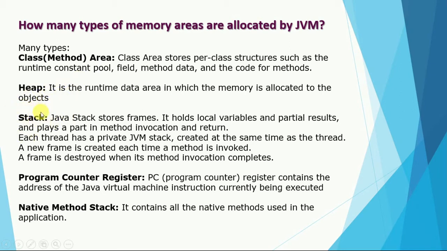The stack stores frames. It holds local variables, partial results, and temporary results, and each thread has a private JVM stack created at the same time. Okay, and a new frame is created each time a method is invoked. A frame is destroyed when its method invocation completes. So it is responsible for temporary storage.